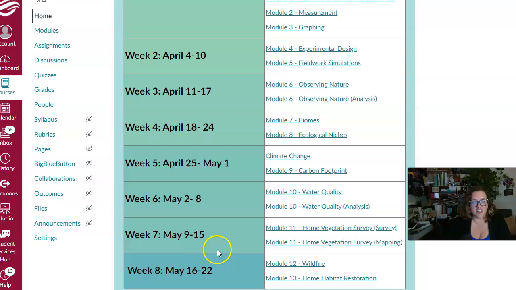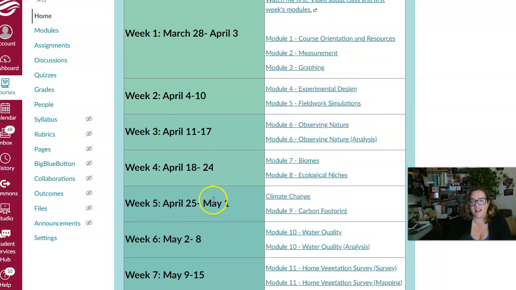We'll talk about wildfires because that is some of the absolute most destructive forces we have in California. People make a big deal about earthquakes, but you're much more likely to experience a wildfire than an earthquake in California, so that's something we are definitely aware of here. And then we'll talk about home habitat restoration, and then we'll be done with the course, y'all. It's only 8 weeks. We got this.